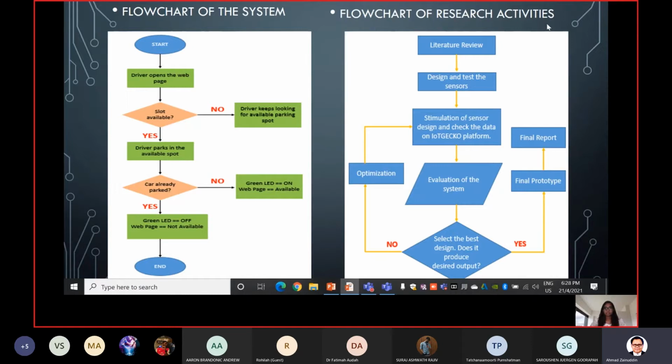For the flowchart of the research activities, we will start with the literature review, and then the designing and testing of the sensors will take place. After the simulation of the sensor, designing and checking the data on the IoT Gecko platform will take place, and then the evaluation of the system. Next, we have to select the best design, and we also need to know whether it produced the desired output. If it is no, then optimization has to take place. If yes, then we can come up with the final prototype and the final report.